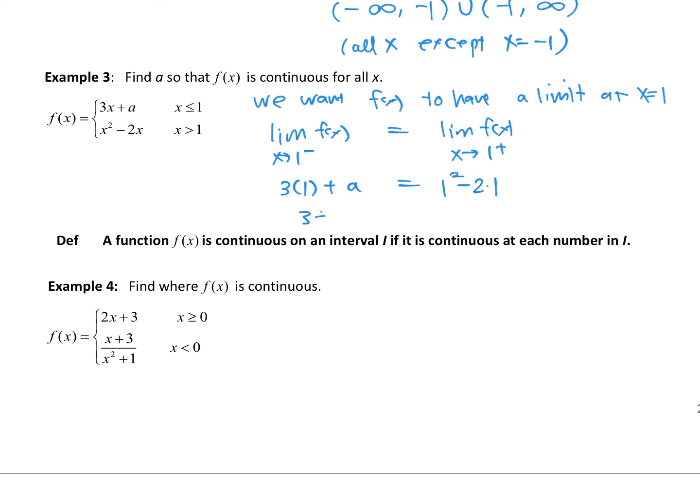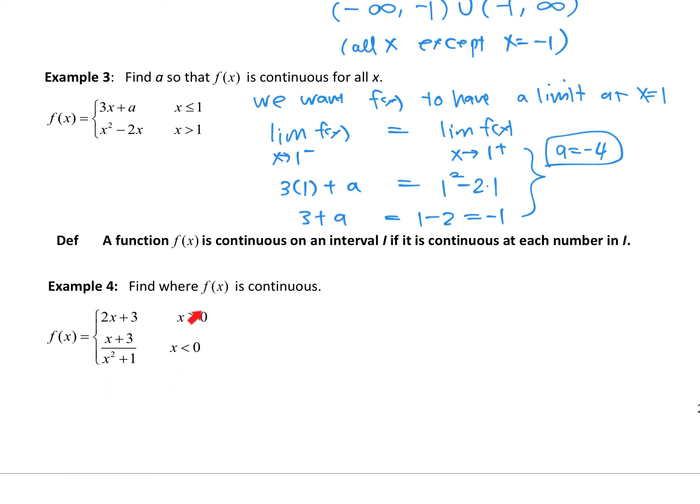So 3 plus a is equal to 1 minus 2, which is negative 1. That means I want 3 plus a to be negative 1, so a has to be negative 4. So a is negative 4. If a is negative 4, then the left limit and the right limit are going to be the same, negative 1. And the function value is also going to be negative 1 when I plug in 1 here: 3 times 1 minus 4 is negative 1. So the limit is equal to the function value. That means it's continuous.